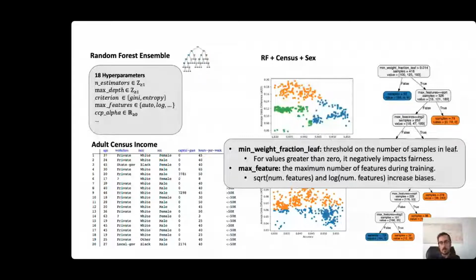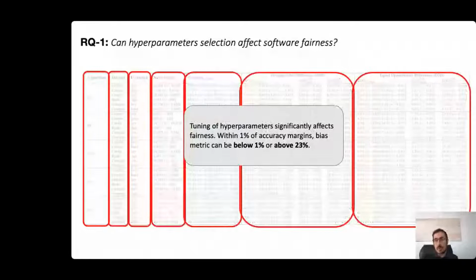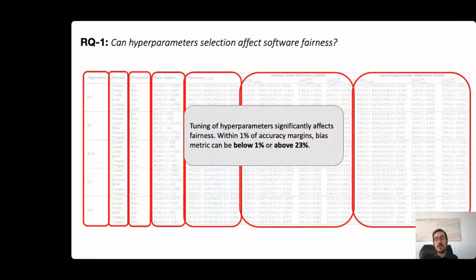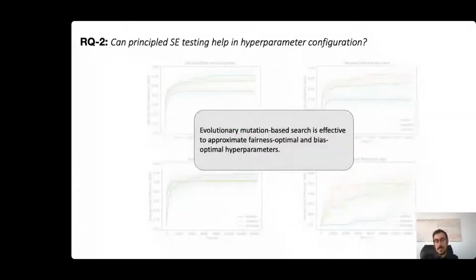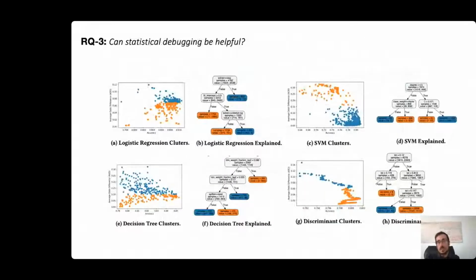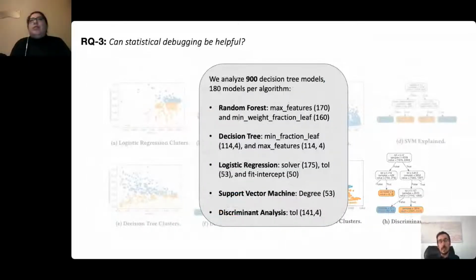Now, after overviewing our approach, let's come back to research question 1. We found that indeed tuning hyperparameters impacts fairness. Within a 1% accuracy margin, fairness can be below 1% or above 23% based on the hyperparameter tuning. In research question 2, we found that a classical search-based algorithm such as evolutionary mutation-based search is effective and outperforms random search or grid search. Research question 3 found that decision trees are useful. We analyzed over 900 decision tree models and provide intuitive explanations of whether any hyperparameter systematically influences fairness.